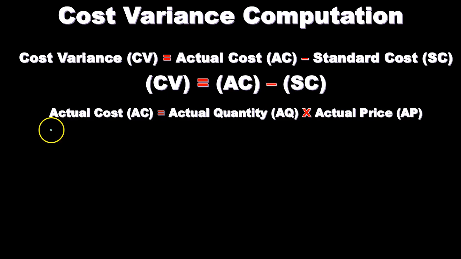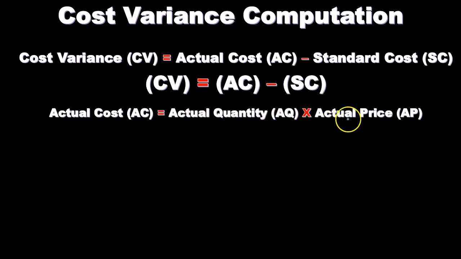And then we have to consider what the actual cost is. So the actual cost, or AC, is going to equal the actual quantity times the actual price. Notice we're considering the actual cost, and we're breaking it down into its component parts, the component parts, of course, being the quantity times the price per quantity.